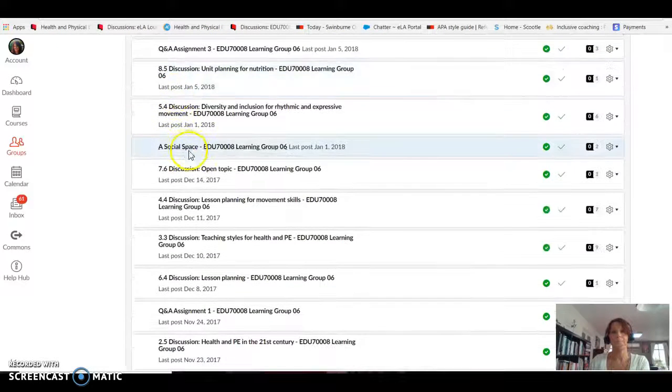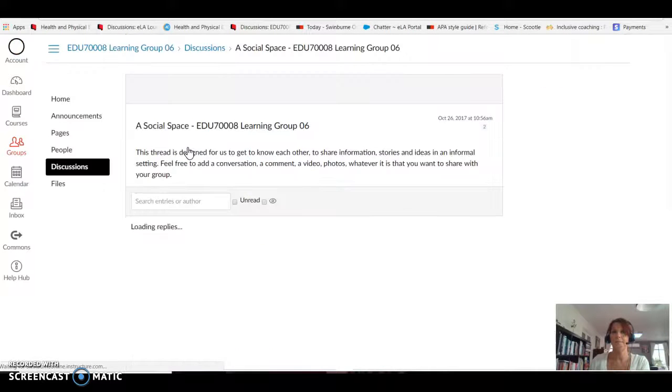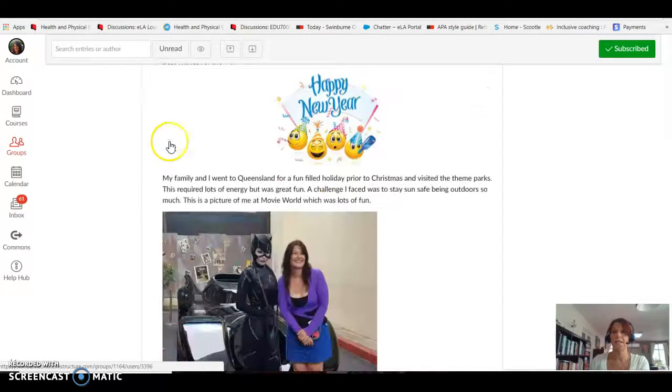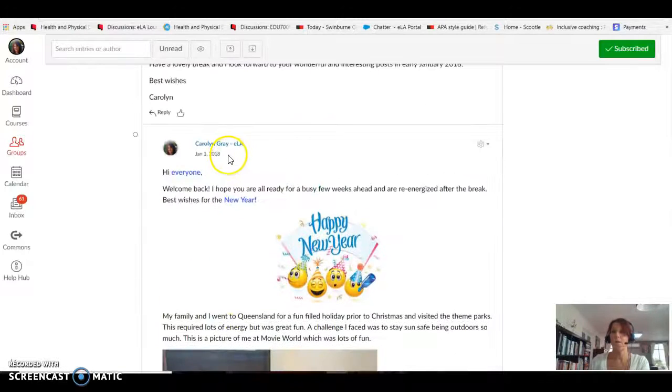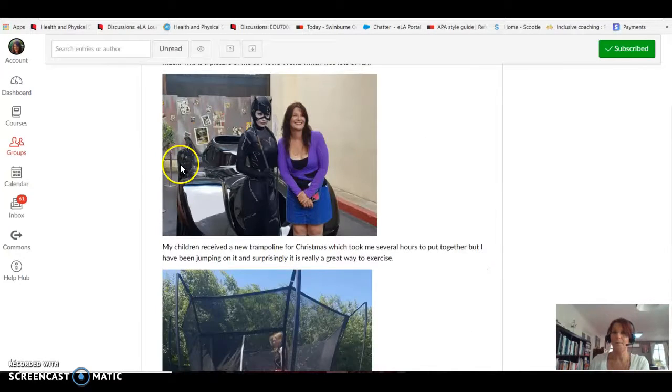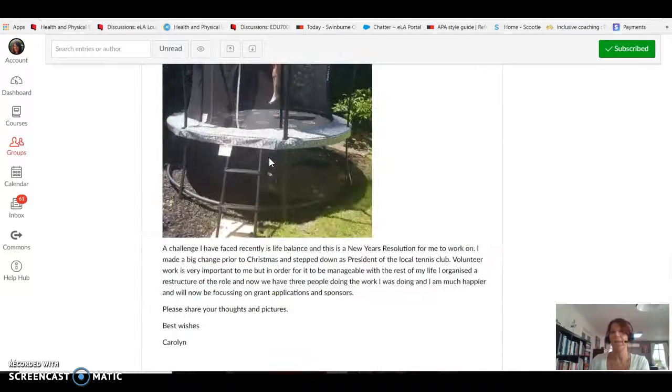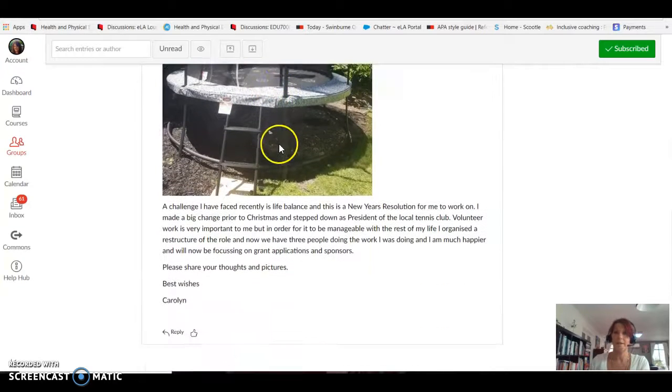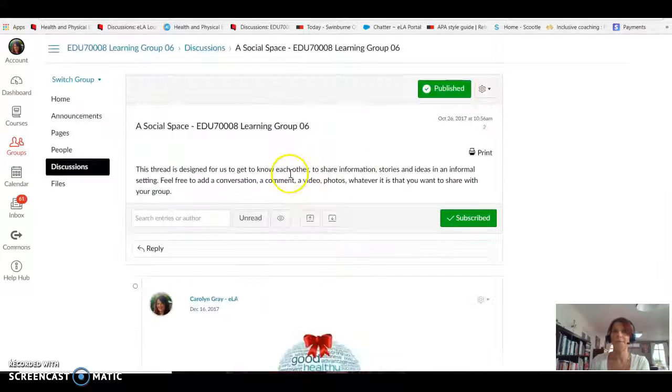And there's the social space. I think there's a little activity in here, welcome back from the new year. So I posted what I did in the new year, and it is important to promote the social aspects of the forum because that enables us to get to know each other better and to support collaboration. So this is me at the theme parks at Movie World, and that was good fun. And that's the trampoline that I put together on Christmas Day. So I welcome you to share your pictures, and some students have done that on the forums in my other groups. So that's under the social space tab.